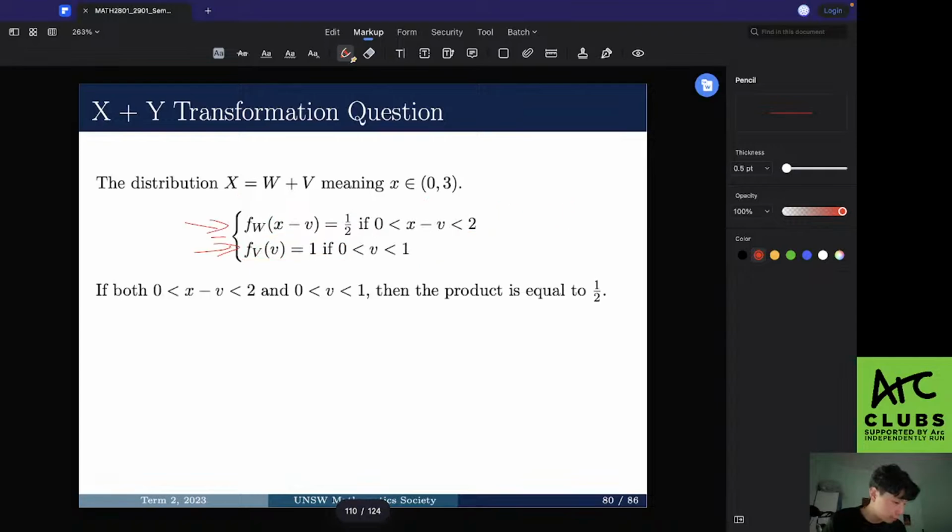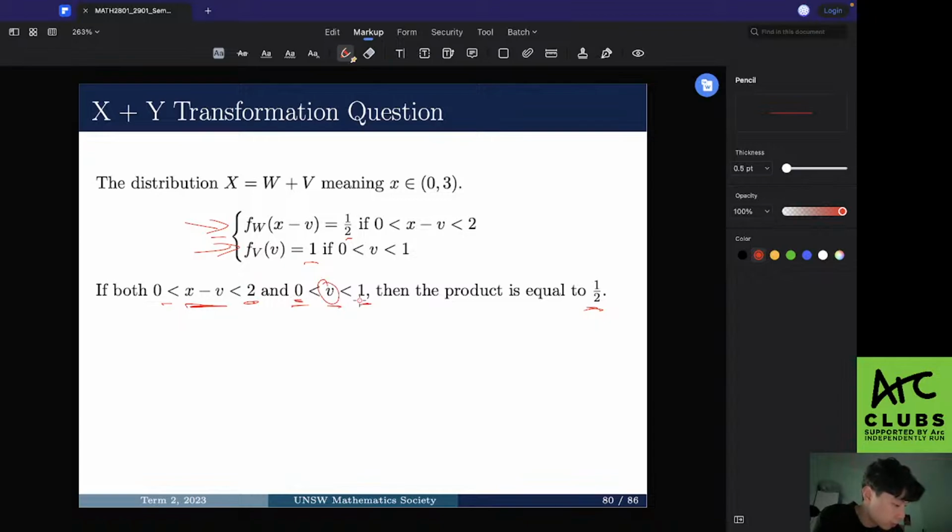So what we do is we have the fact that x minus v ranges from 0 to 2, and that's the only time when f_w is a half, and we have the range of v, which is from 0 to 1, and that's the only time f_v is a 1. If we multiply these two together, obviously the product is a half, and our goal is to find when this product is actually available.